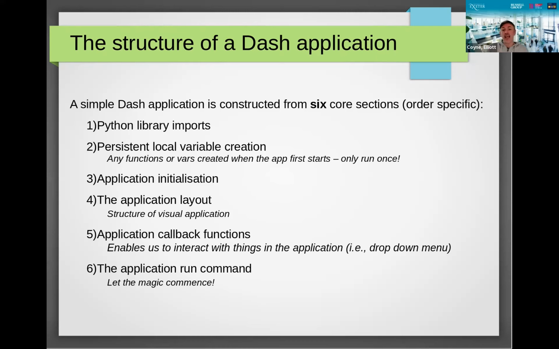And then the final stage is the application run command, which when rerun, in the terminal window, will tell us to navigate to a particular web address, which is your local machine 127.0.0.1 on a particular port, and then you paste that into your web browser, and then you see the web application itself. And as I say, let the magic commence.